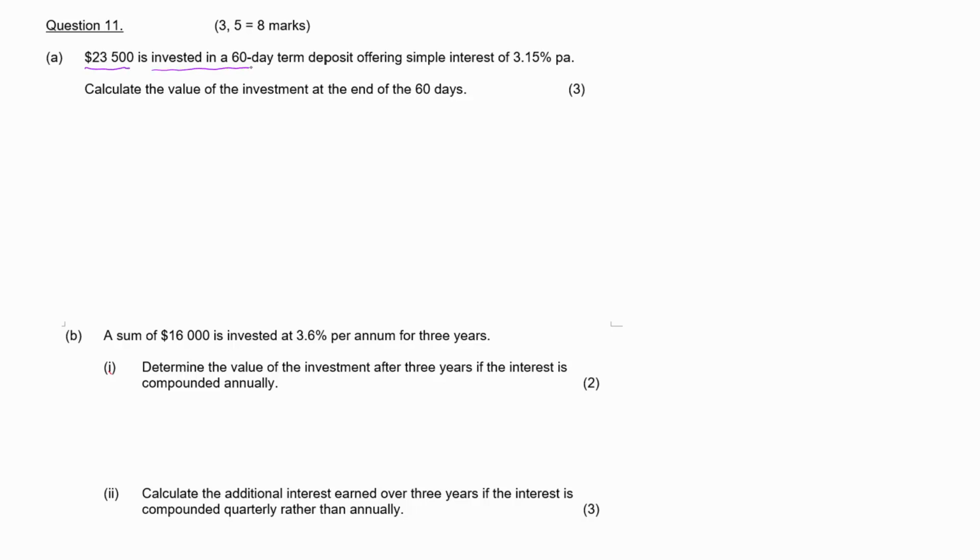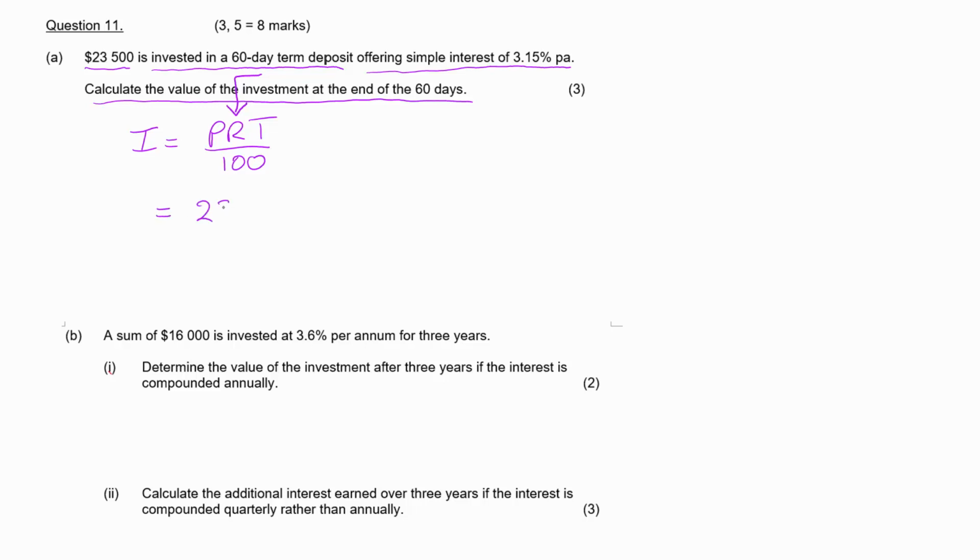$23,500 is invested in a 60-day term deposit offering a simple interest of 3.15% per annum. Calculate the value of the investment at the end of the 60 days. So we know it's simple interest. I always use the formula PRT over 100 rather than just using PRT. The advantage, I think, is that the R doesn't need to be changed to a decimal.